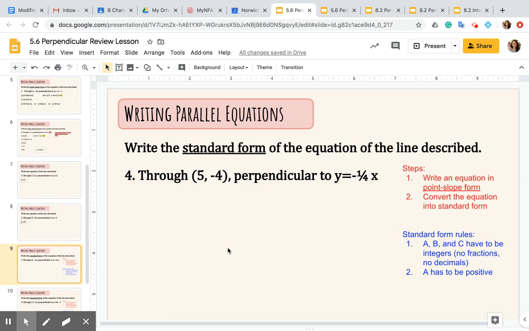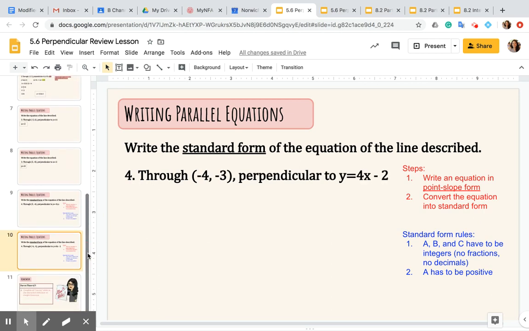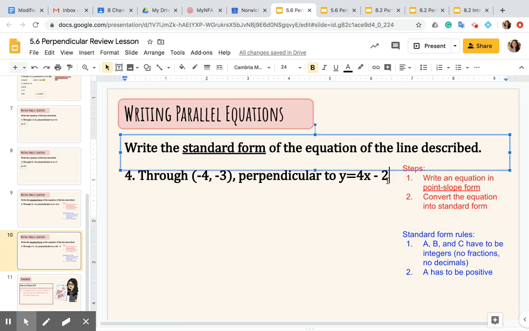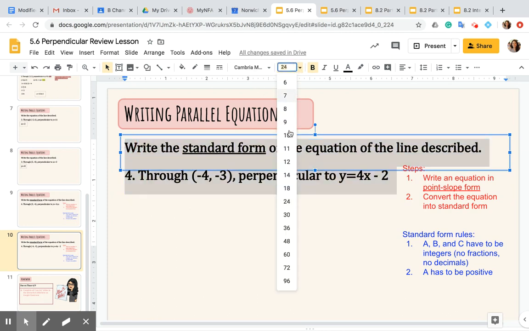All right, and now for the hardest type. This was the hardest type last time, and this is the hardest type again. I've only included one this time, however, for the sake of time. If I feel like we need a little more practice on doing problems like this, we'll do more practice on this after spring break. All right, so I'm actually gonna make the font a little smaller so I've got a little more space.